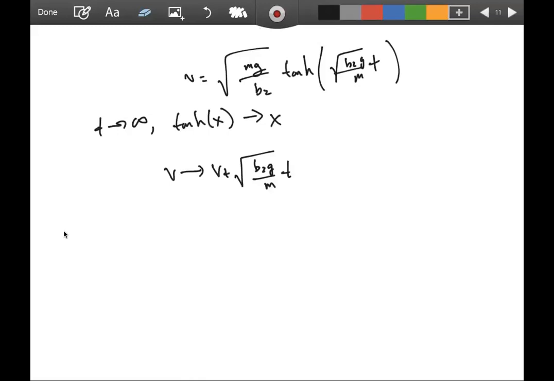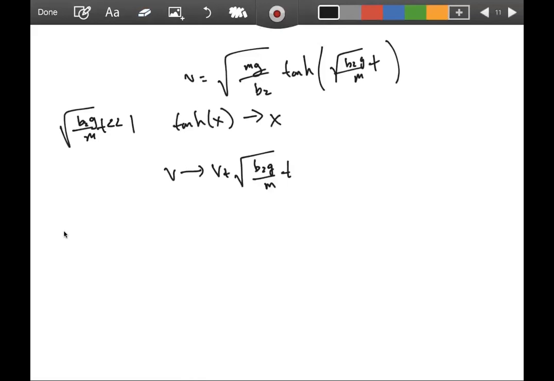oh, I'm sorry, I'm doing the wrong limit. This is my small time limit, sorry. So this is where the square root of b2g over m times t is much, much less than 1. Sorry about that. So in this case, my hyperbolic tangent goes to x. And the limit I was originally talking about, when time goes to infinity, the hyperbolic tangent does go to 1, and we'll do that in just a second.